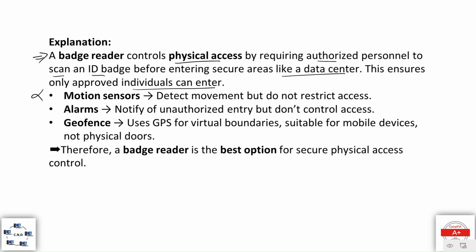The incorrect options, such as motion sensors, detect movement but do not restrict access. Alarms notify of unauthorized entry but do not control access. And geofence uses GPS for virtual boundaries suitable for mobile devices, not physical doors. So therefore, a badge reader is the best option for secure physical control.